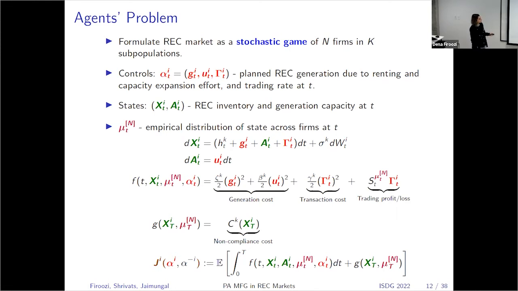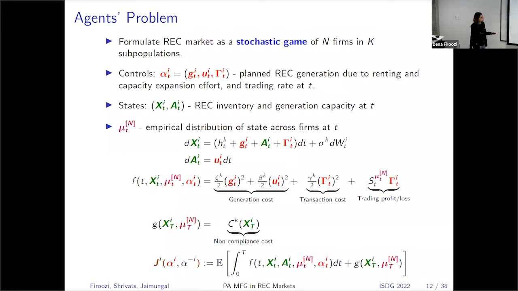So this is the dynamics of a generic agent. Its REC inventory is accumulated with respect to the baseline generation rate for which it already has the facility, and it increases with the generation rate as a result of renting and also expanding facilities. It is also a function of the trading rate, and we have this stochastic term. This models the stochasticity in the renewable energy resources, for example, the uncertainty in the intensity of the sunlight. This stochastic term together with planned generation rates gives us the realized generation. Then we have the generation capacity expansion, which is a function of the capacity expansion efforts.